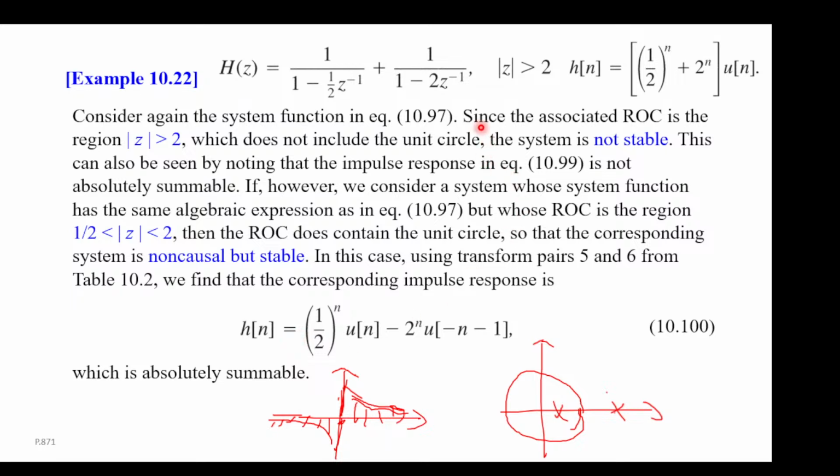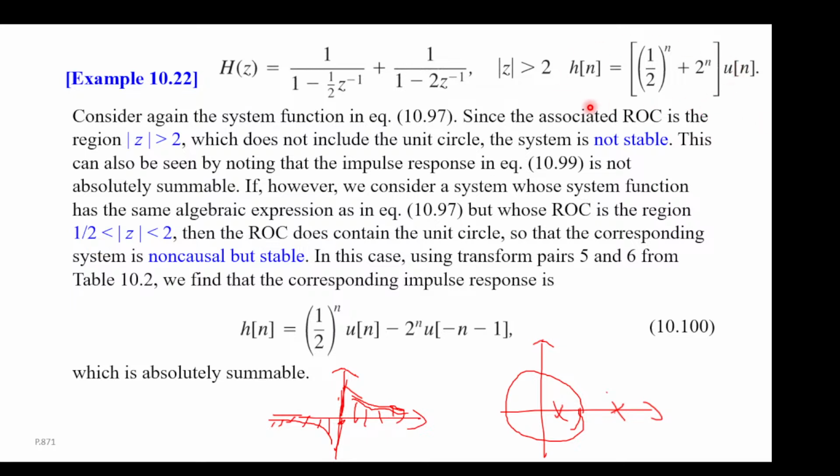The same example: H of z equals 1 over 1 minus 1 over 2 z to the minus 1, plus 1 over 1 minus 2 z to the minus 1, with z greater than 2. We know h of n is 1 over 2 to the n plus 2 to the n, times u of n. The ROC was outside of 2, z greater than 2, so it doesn't include z equal to 1. So this is unstable. From the ROC analysis in the z domain, we see that the system is not stable.